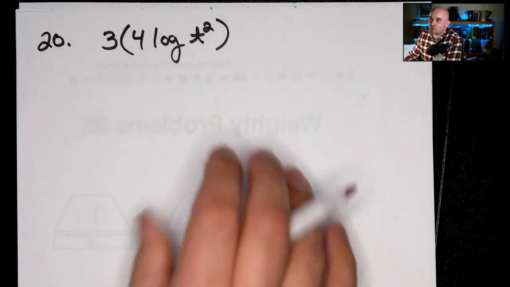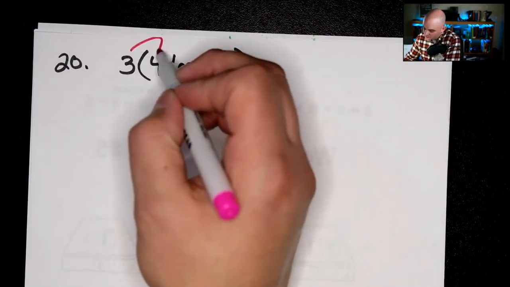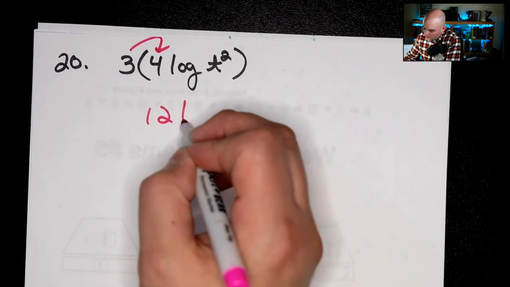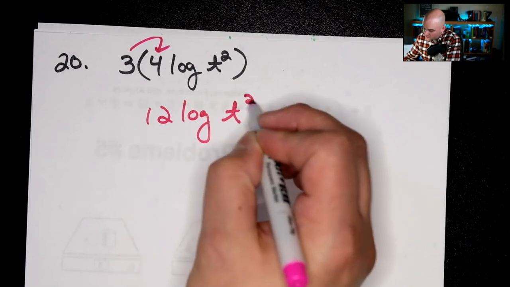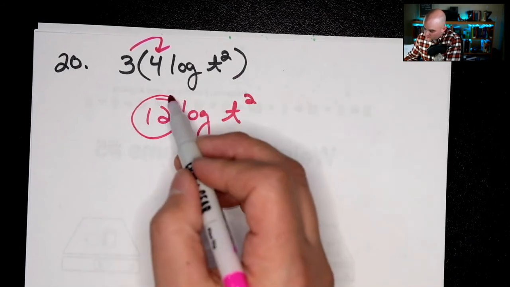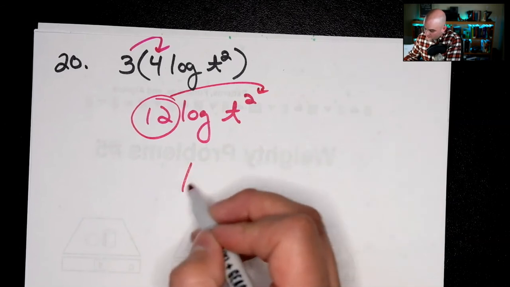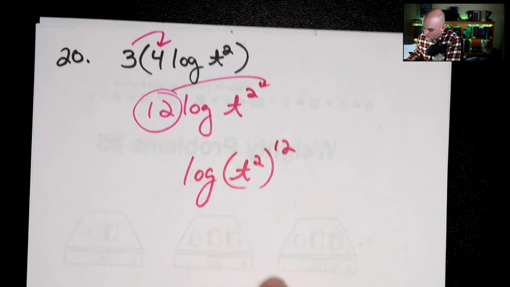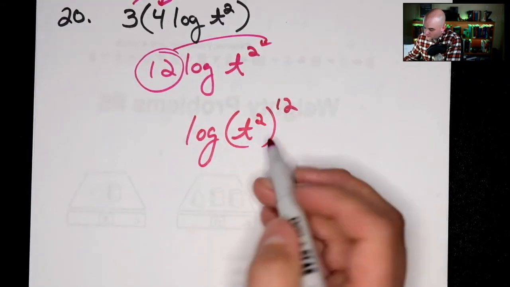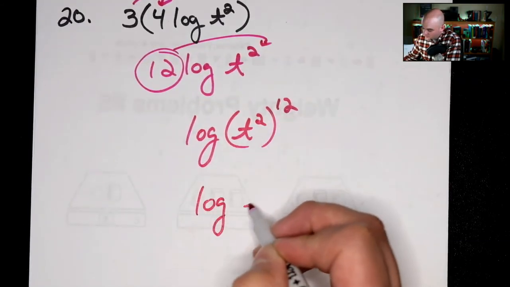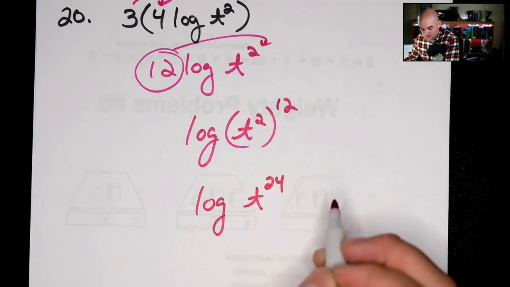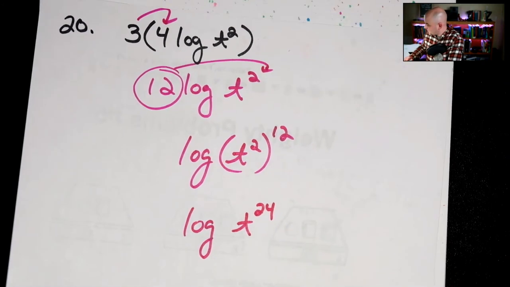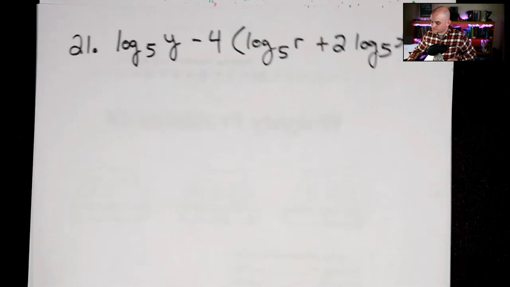For number 20, we're going to say, okay, let's distribute that 3, and I get 12 times the log of t squared. And then I'm going to move this 12 up top. And so I get the log of t squared raised to the 12th power. And remember, we can multiply those two exponents to simplify it, and we get the log of t to the 24th power. Number 21.